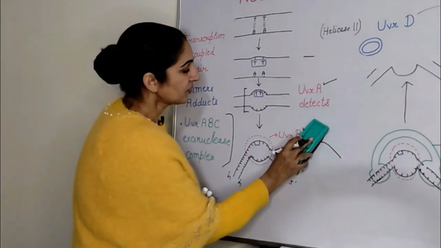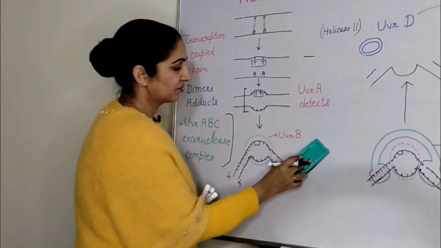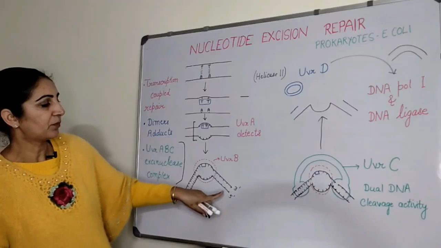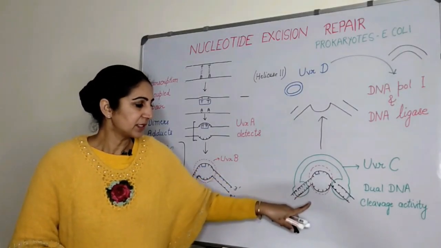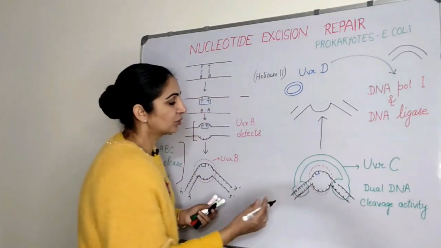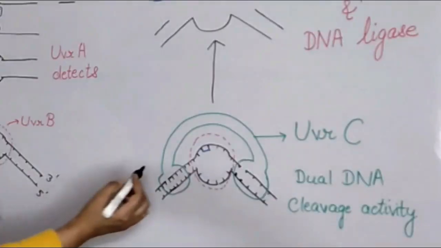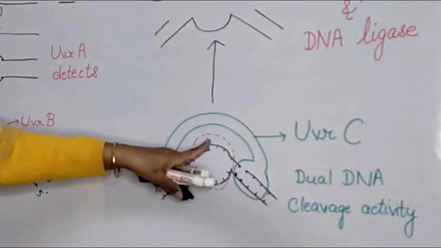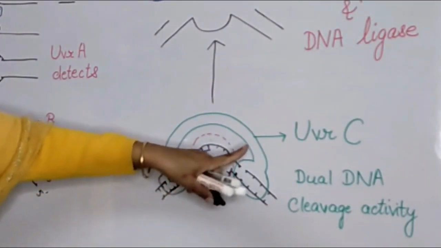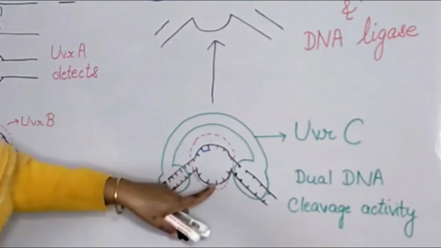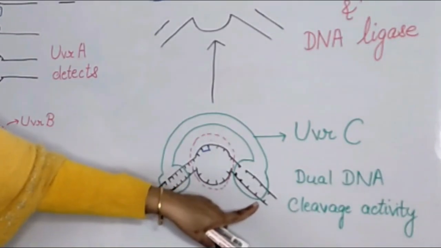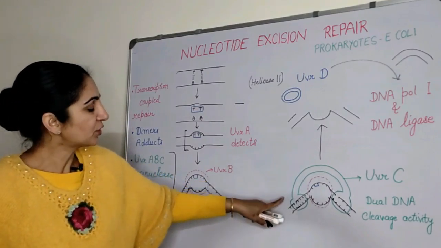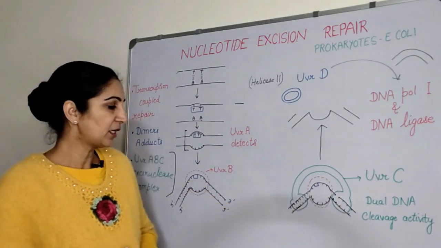After this, UVRC protein comes. After this bending of the DNA molecule with UVRB, now what happens, UVRC protein comes here and binds to the adjacent portions of the bend. See, this is the bend angle. This is the angle where the DNA molecule has been bent by UVRB. Now this UVRC protein comes and binds to the adjacent portions of the DNA molecule. This is the main protein which forms two nicks in the DNA molecule.